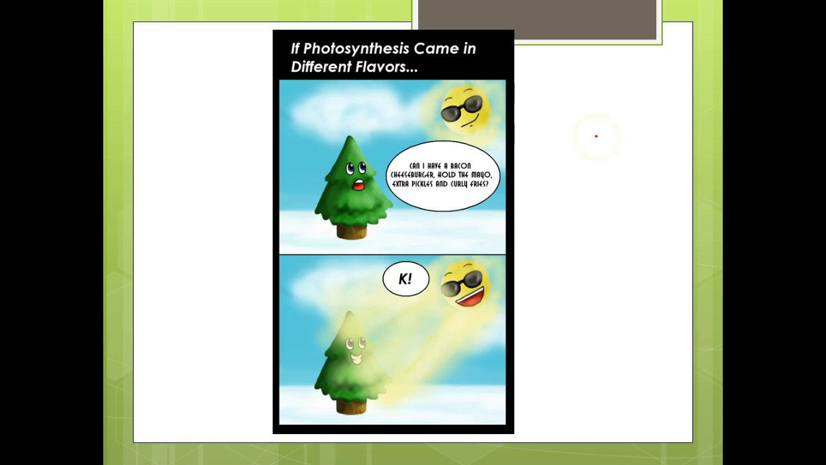So it wouldn't be a Mr. P lecture without a photosynthesis meme. If photosynthesis came in different flavors, and if only plants could custom order their meal like you can, this little tree says, "Can I have a bacon cheeseburger? Hold the mayo, please. Extra pickles and curly fries." And the sun says, "Okay, little buddy." And then shines the photons on down, and that plant gets very happy because he got a meal, right? But it doesn't work like that. There are specific frequencies that each of the chlorophyll pigments will absorb, and we'll get to that in a minute.